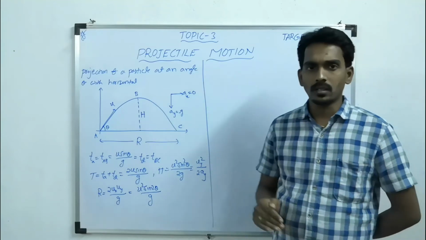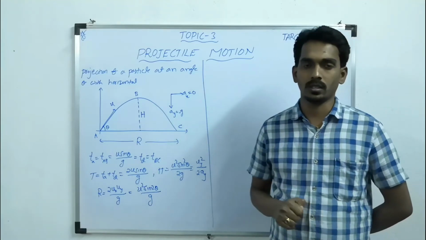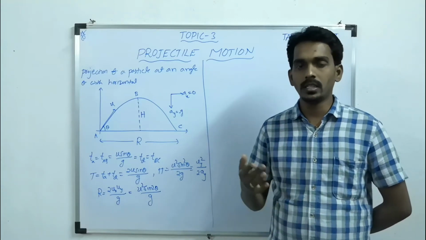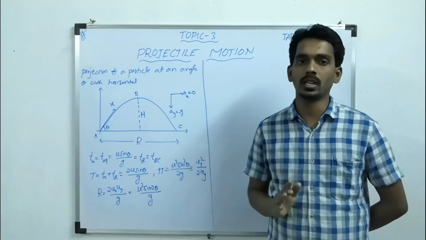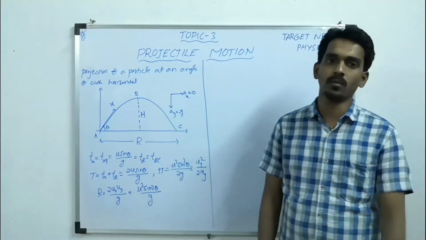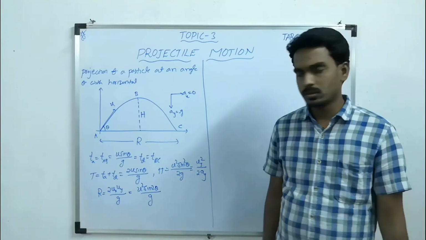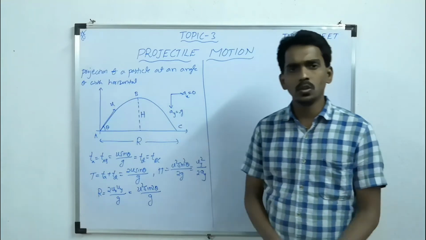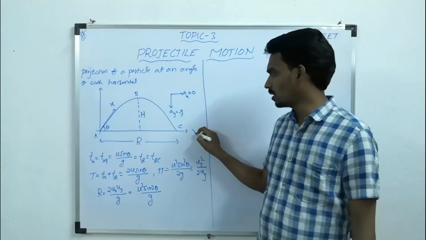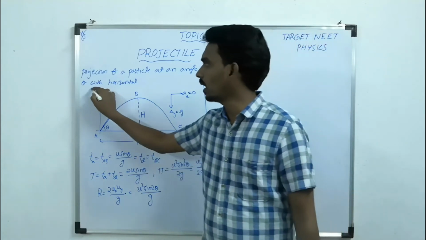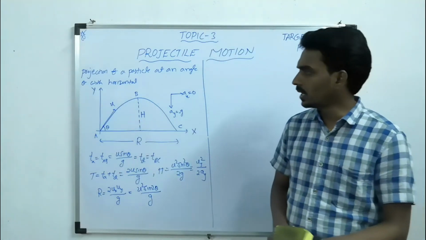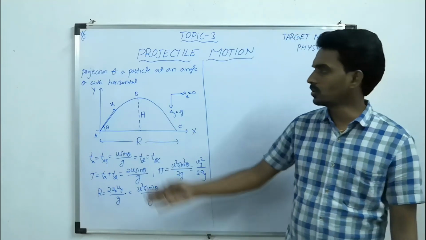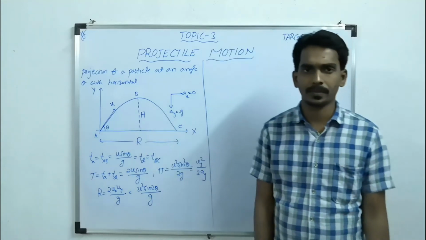So, the very first thing, what is the definition of projectile motion? If you project a body at an angle, either with horizontal or with vertical, it is defined as projectile motion. Now, here consider this is horizontal, this is vertical. Usually, we take the horizontal as x-axis, vertical as y-axis, and the initial velocity making some angle with horizontal. Of course, it is making some angle with vertical also.